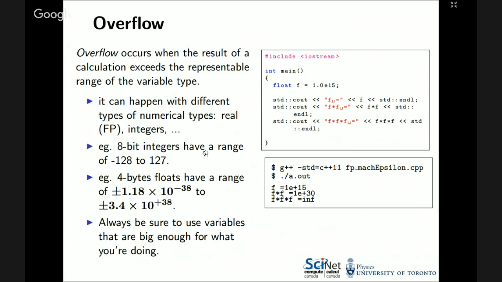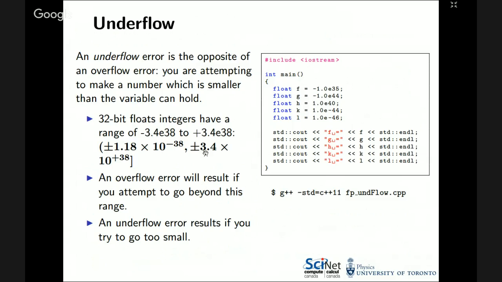Again, it can happen with any kind of numeric type, I should say. There is also what is called the underflow. The overflow is when I'm going beyond the range I can represent. The underflow is when you have numbers that are too tiny for the representation, that they cannot be captured by the granularity of the representation. So in this case, you can see I have floats of the order 10 to the 35, 44, 40, and then very tiny ones, minus 44 and minus 46. Okay, and this is just without doing any kind of operation, just assigning values.